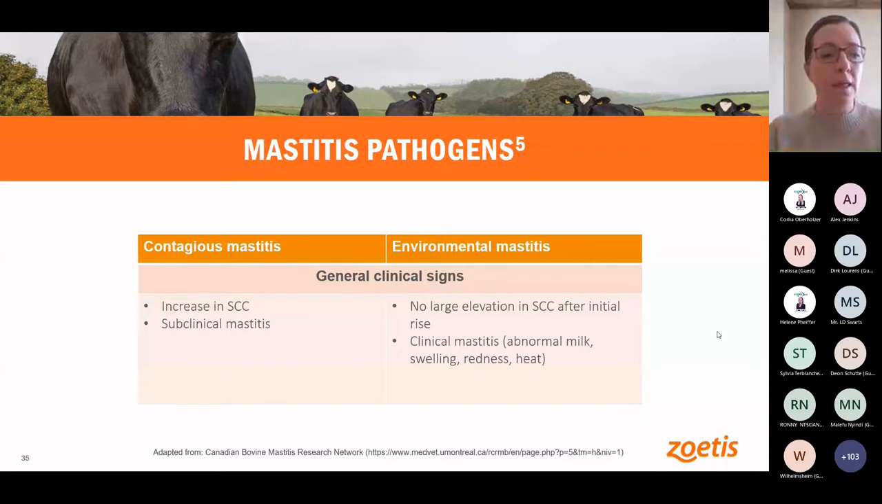All right, so here, when we look at the general clinical signs, your contagious mastitis, and this is very generalized, okay? Generally, if there's a high or an increase in somatic cell count, but a subclinical mastitis, that is usually caused by a contagious mastitis pathogen. If there is no large elevation in somatic cell count, except for the initial rise, but there is a clinical mastitis, that is usually caused by an environmental mastitis pathogen.